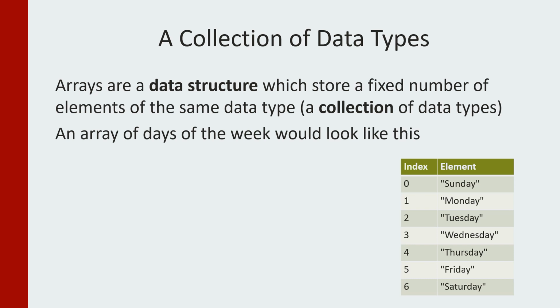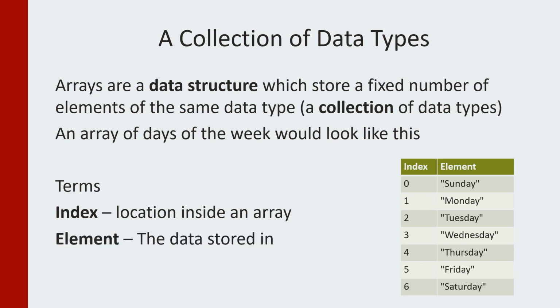Okay, so I have these two words here, index and element. Let's talk about what they mean. The first word, index, is the location inside an array. So I can say index 3, and you could actually look it up and you would know that it was Wednesday. And Wednesday is the element. The element is the data stored in the array at that index. So I told you, let's look at index 3, and you tell me the element at index 3 is Wednesday. That is the data.